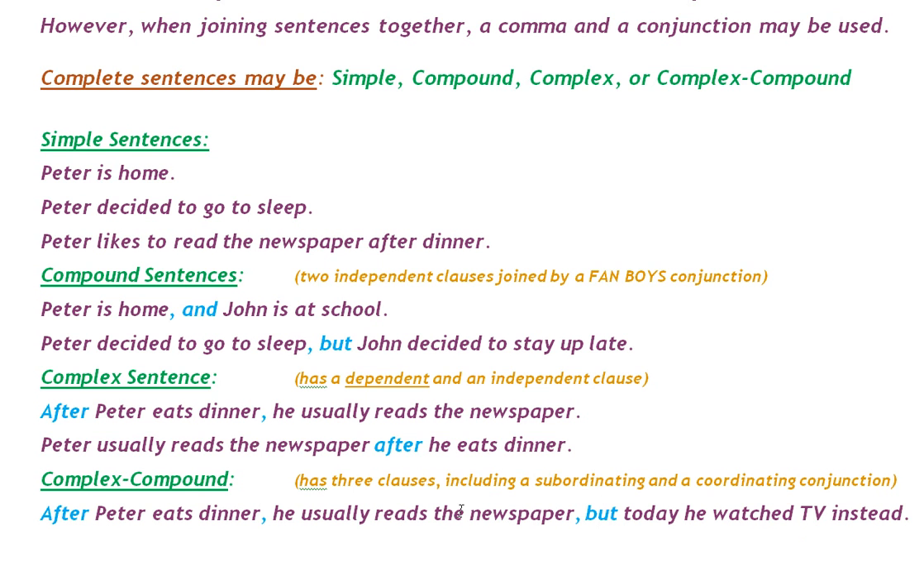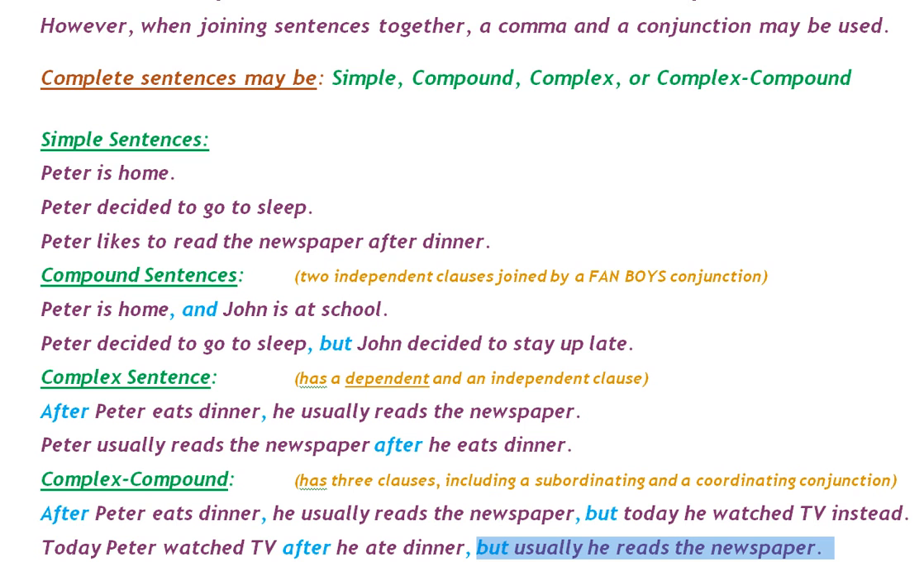Now, this sentence we can rearrange in a different order. Let me show you. Today, Peter watched TV. After he ate dinner. So today, Peter watched TV after he ate dinner. That's what happened. But usually, he reads the newspaper. So today, he did something different. And then it says the same thing, but now we have the subordinating conjunction between the clauses. And so when we have that, there's no comma. But of course, when you have a fanboy conjunction, you always need a comma before it. Okay? So conjunction before, comma. Conjunction between the two clauses, no comma. Fanboy conjunction, always a comma before it.